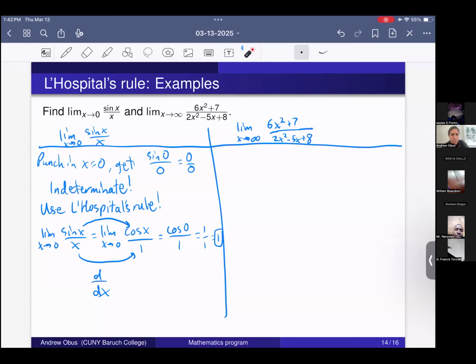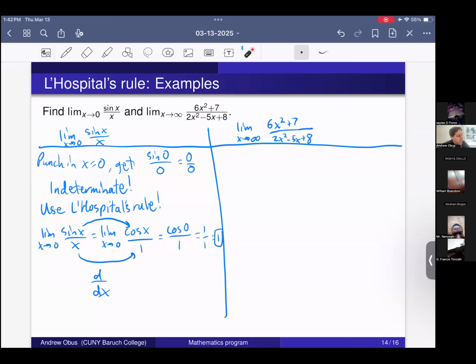Does that answer your question? Yeah, thank you. Okay, you're welcome. Other questions on this particular example? We'll do the other example afterward. Okay. All right, let's do the other example.